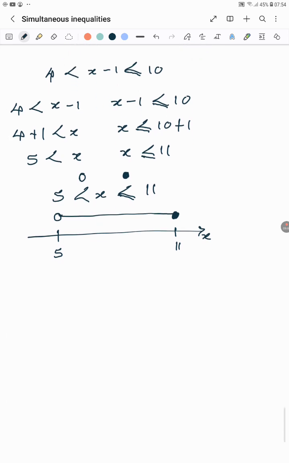So if you are going to list the elements of x that satisfy this inequality, you're going to say x is equal to, you start at 6 because 5 is excluded, that's 6, 7, 8, 9, 10, and 11. So this will be your answer is a set.